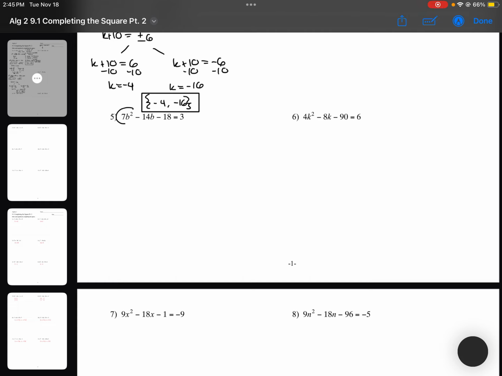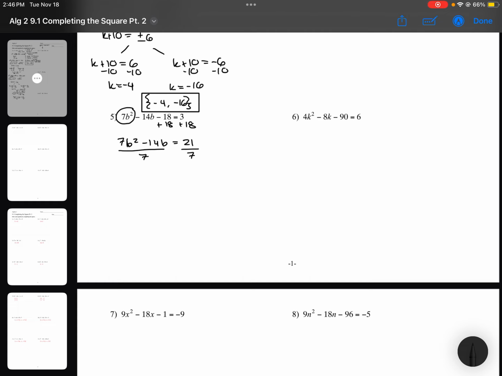Step number 1 is look at your squared term. Now I do have a number there. So what I'm going to do is I'm going to still add over the 18. You'll see why in a second. So I have 7b squared minus 14b equals 21. Now I want to divide both sides of my equation by 7.